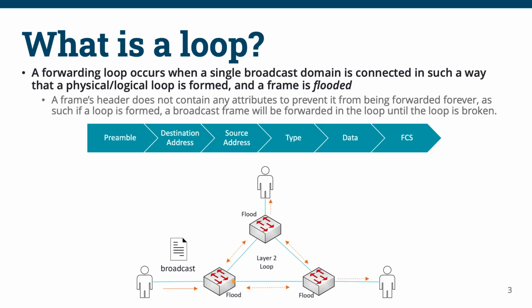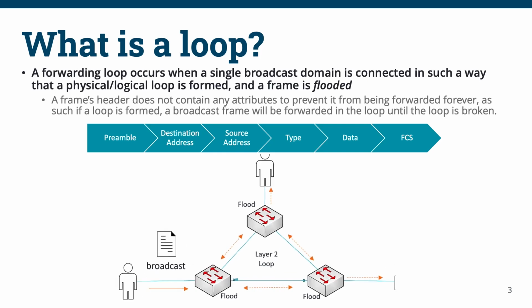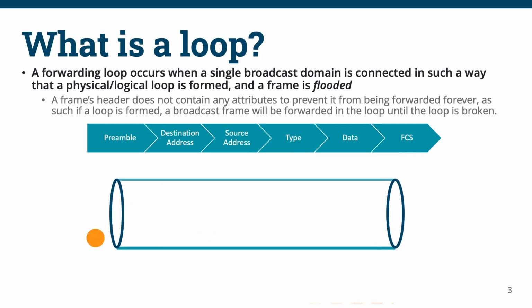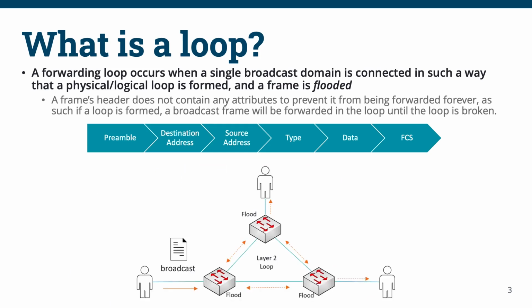See, every frame transmitted on a link uses up some of the link's available bandwidth. If enough frames are being forwarded in a loop, all available bandwidth will be utilized forwarding the looped broadcasts, with no bandwidth remaining for other unicast traffic that typically is used in production data streams.